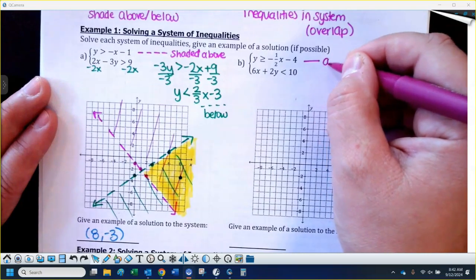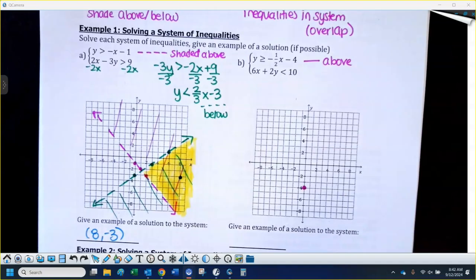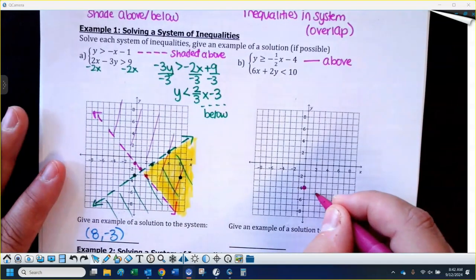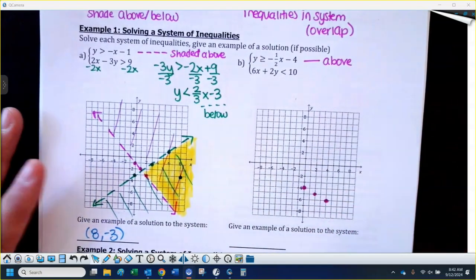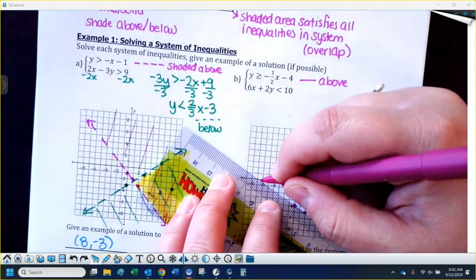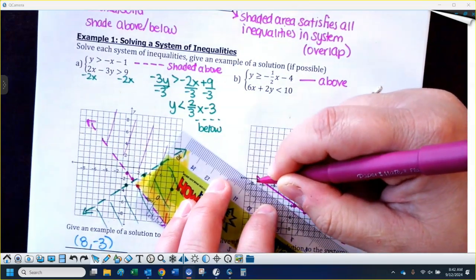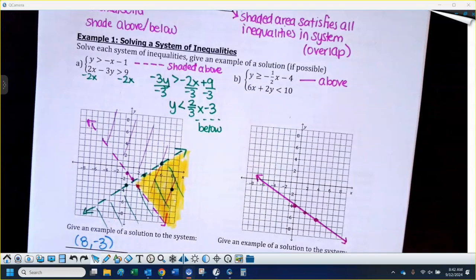You guys can talk. It's okay. Above. All right, so let's start at -4. Now I'm going to go up 1 over 2 to the right to use my rise over run, and I'm going to make this a solid line when I connect the dots. That means all the points on this line would be a solution to the system.